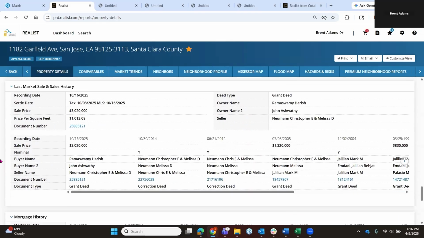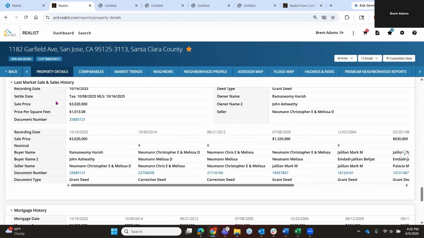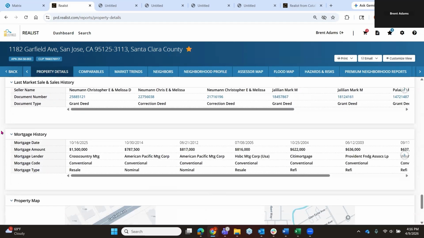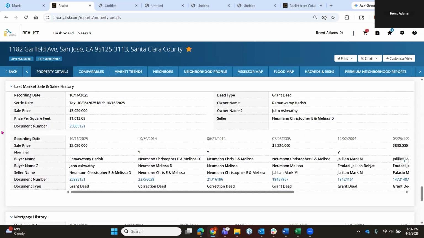And then we move into our public record sale information here too, where we get information about not only the sales, but the mortgages that were taken out on these properties. And this is some good information if you want to do a little detective work as well.